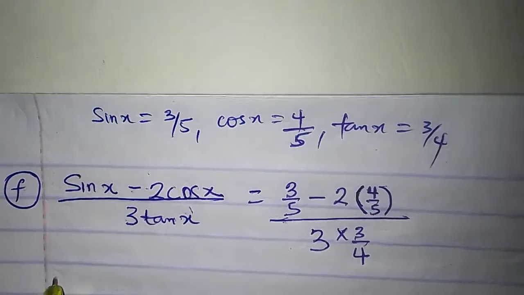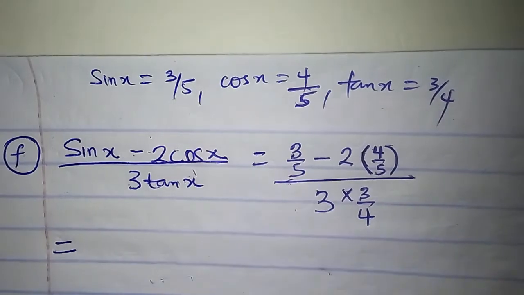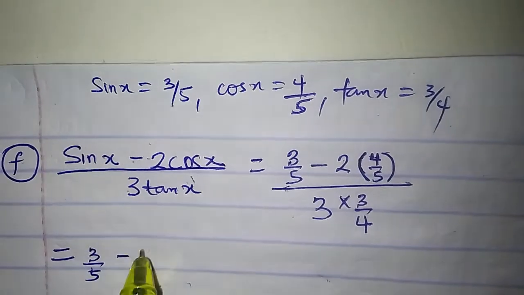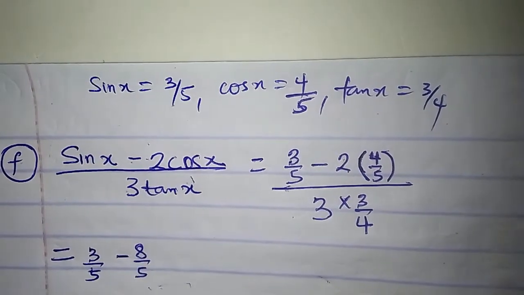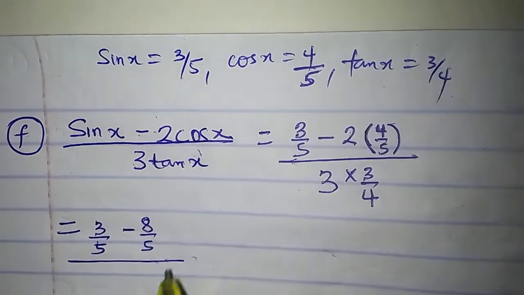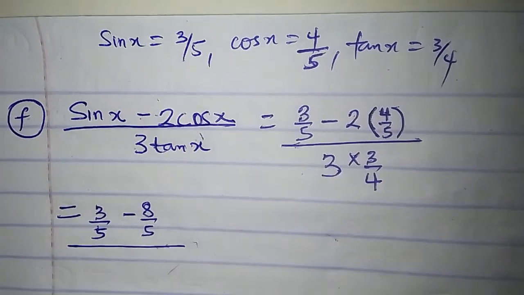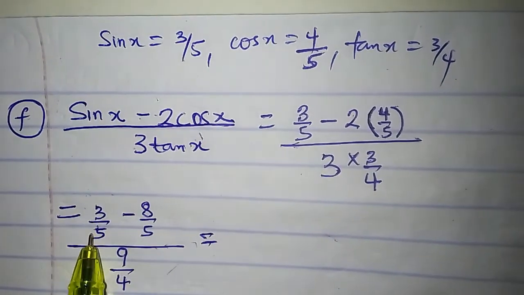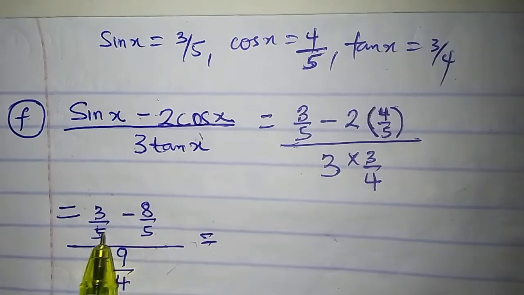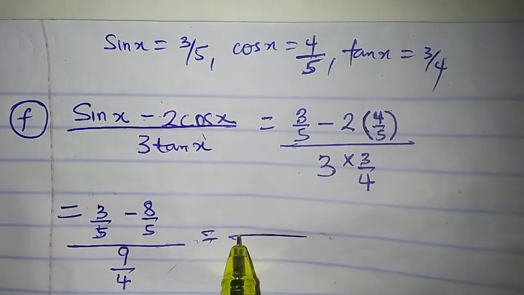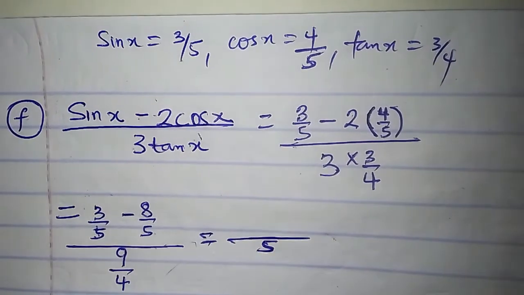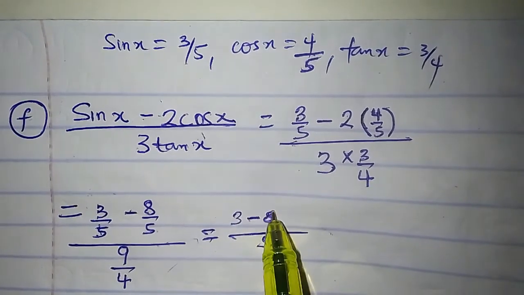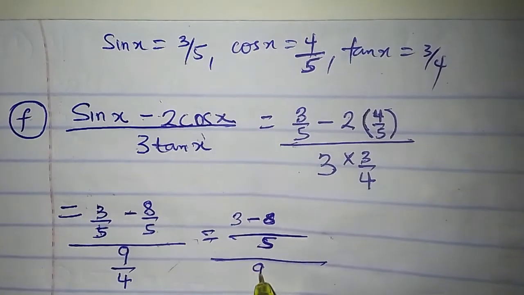Okay, so let's simplify that. 3 over 5 minus 2 times 4 is 8, so 8 over 5, divided by 3 times 3 is 9, so 9 all over 4. Let's simplify this numerator. The denominators are the same, 5 and 5, so let's just pick one. We can just say 3 minus 8, then divided by 9 all over 4.